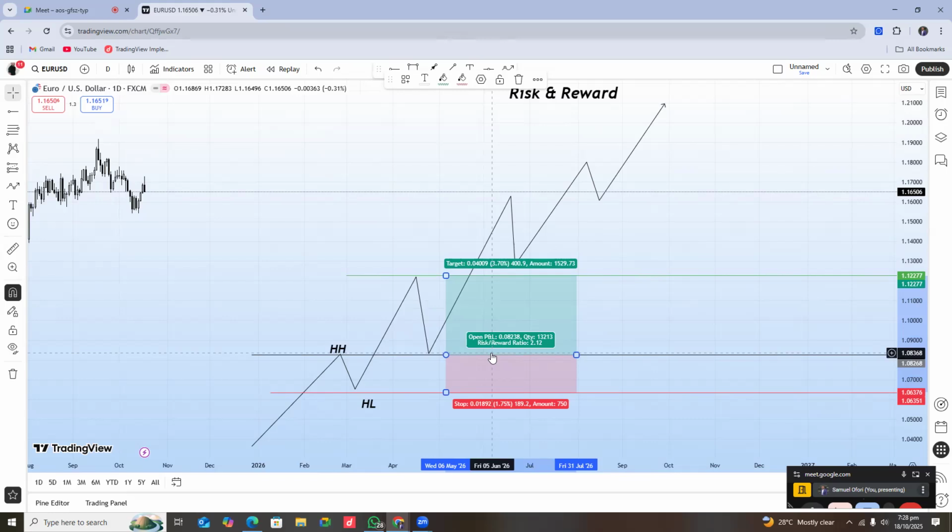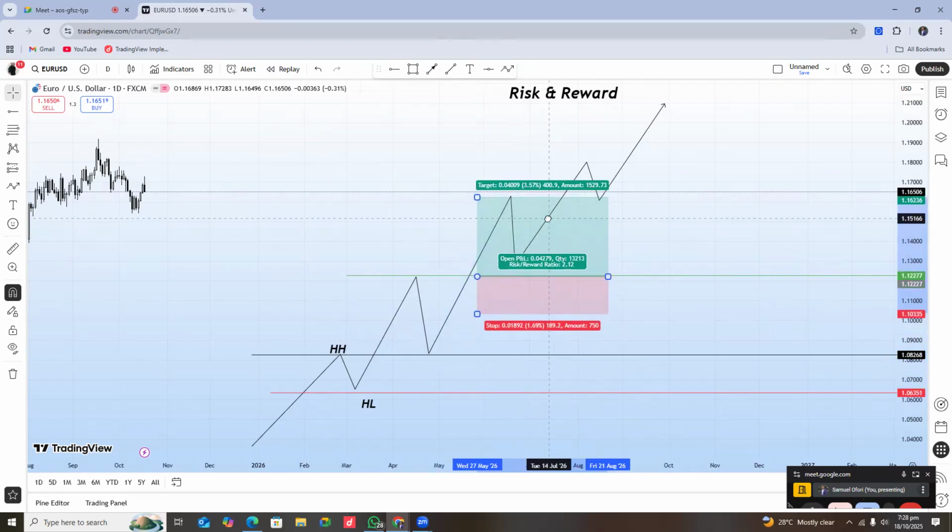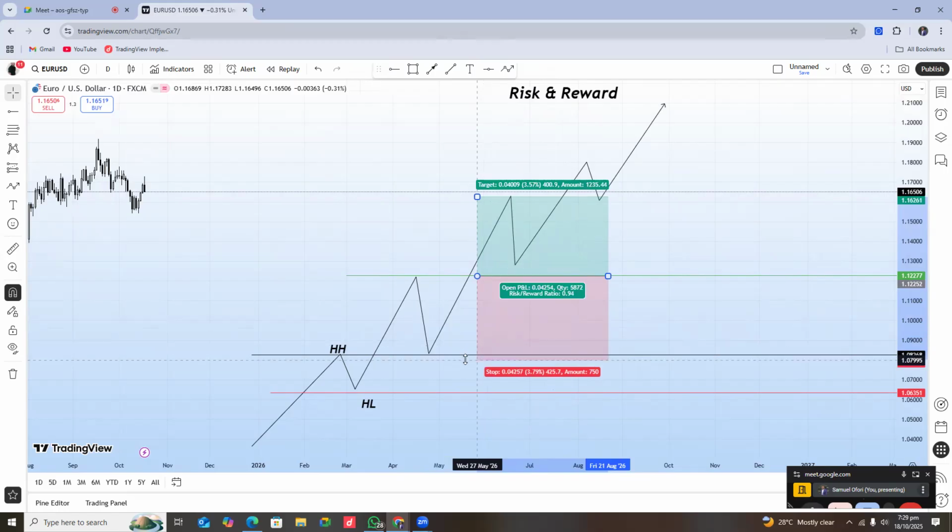Okay, so the same way, now let's look at something. If we are to enter here upon this retest, then according to the rule, this is where our stop loss should be, below the previous higher low, and our take profit should be the current higher high. So you see, look at it, the risk to reward is 0.94, which means that in this case our risk is bigger than our reward, and this is not a good trade.